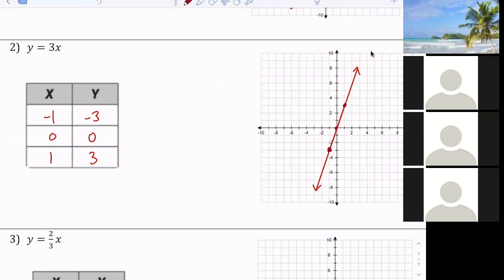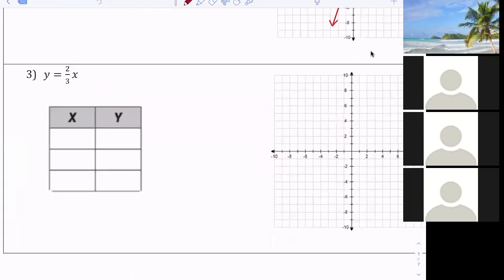All right. Now, number 3. Why are 1, 0, and -1 bad numbers? You'll get fractions. So what number instead of 1 should I put in?